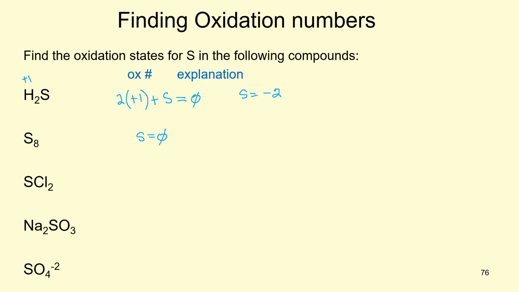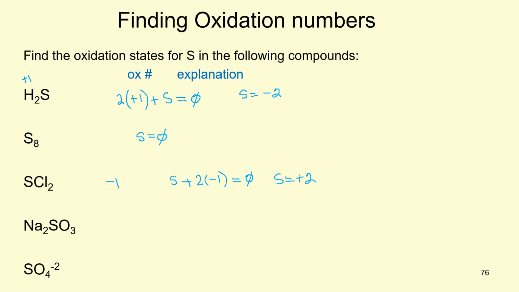Okay, in SCl2, now Cl is -1 in many compounds. Since we're trying to find the S, we have to assume Cl is -1, otherwise you would be told something different. So S plus 2 times -1 has to equal 0, which means this time S is +2. So you can see it varies quite a bit.